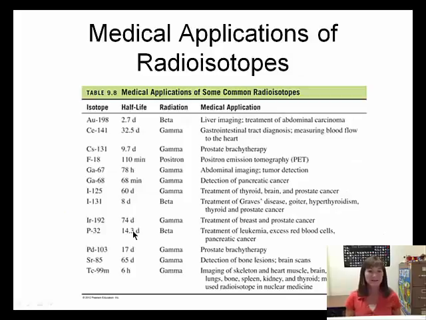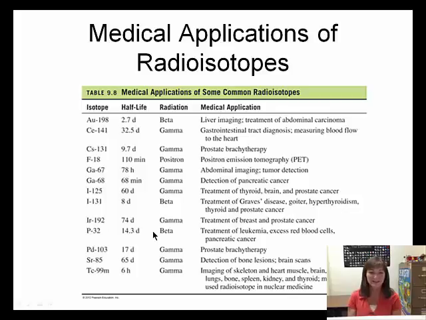So here are some isotopes used in radioactive diagnostic tools, and it gives the half-life of some of them. This first one's kind of interesting, and you might not realize you use gold if you're trying to image the liver or treatment for abdominal carcinoma. See if there's any other interesting ones in here. It's kind of interesting to look at the half-lives of them.